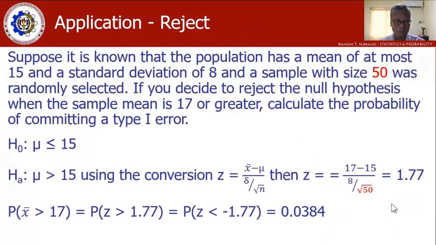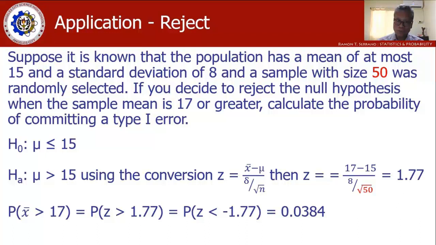Let's have another example here, wherein we will reject. Suppose it is known that the population, again, has a mean of at most 15, and a standard deviation of 8, the same given. And this time around, the sample size is 50. Again, you decide to reject the null hypothesis when the sample mean is 17 or greater. Calculate the probability of committing a type 1 error.